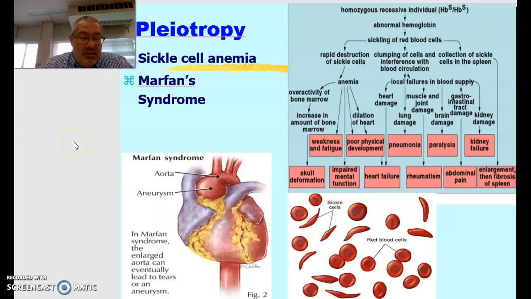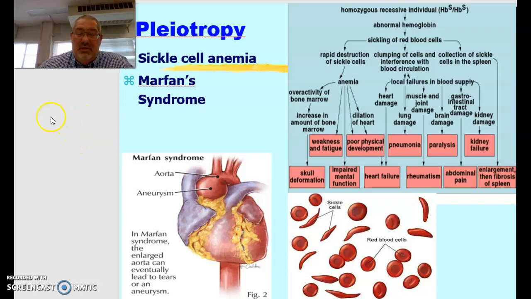Pleiotropy is an example of one pair of alleles having an influence on many traits. Sickle cell anemia is involved with one pair of alleles for the production of hemoglobin, and having the recessive condition and producing abnormal hemoglobin can have a multitude of effects on the human body.